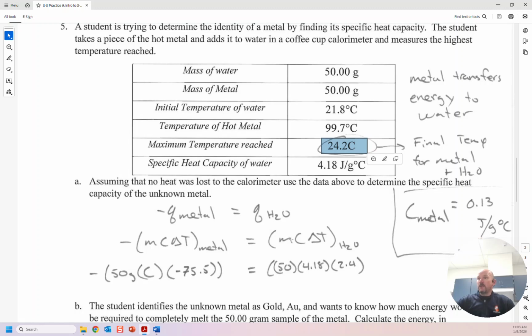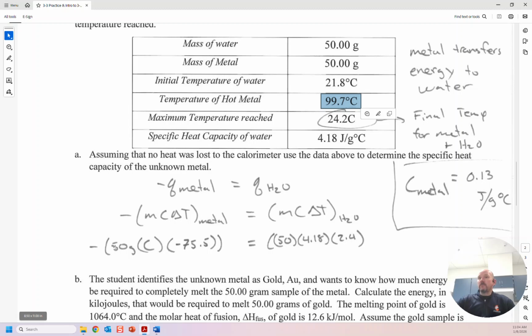So we have the mass of the water, and they give us the specific heat capacity of water. And we can calculate the delta T of the water, right? This is the final temperature of the water. This is the initial temperature of the water. So final minus initial for the water, and final minus initial for the delta T of the metal. So all we have to plug in, so 50 grams for the metal, 50 grams for the water.